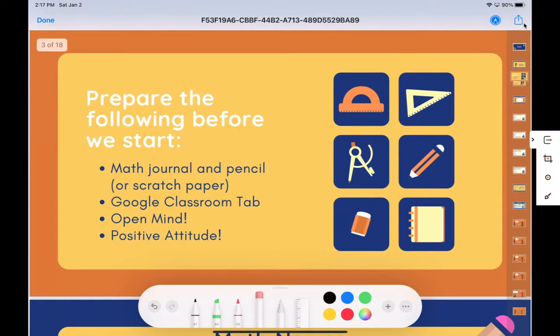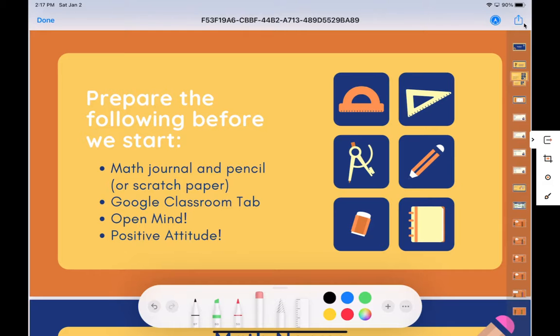Before we start our class, I want to make sure that everyone has all of the supplies that they need for today. So if you don't already have your math journal and a pencil, please take a second to go and grab those items. You are going to need your math journal and a pencil every single day. Now, if for some reason you don't have a math journal, please make sure that you can grab a sheet of paper that you can write on and a writing utensil.